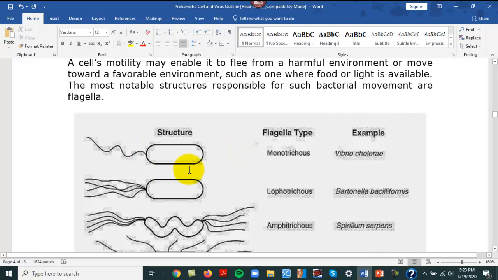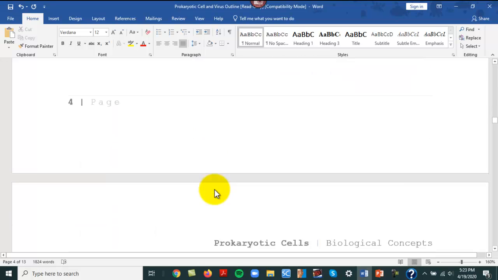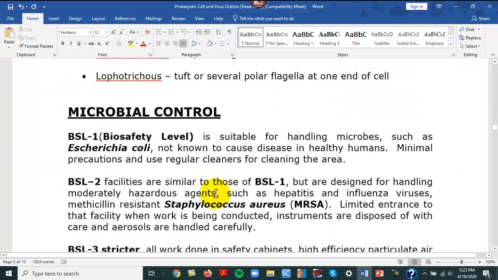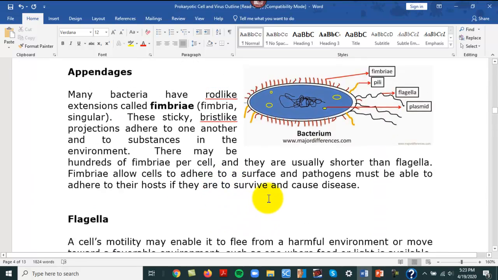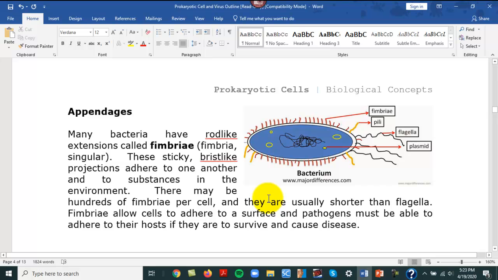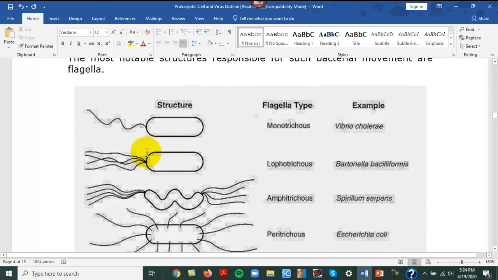Flagella, yes, move the entire cell. Okay, and I don't see a mention about pili. Maybe later, but so anyway, that's a little bit about bacteria as far as fimbriae allow them to stick to a surface. Flagella move the entire cell.